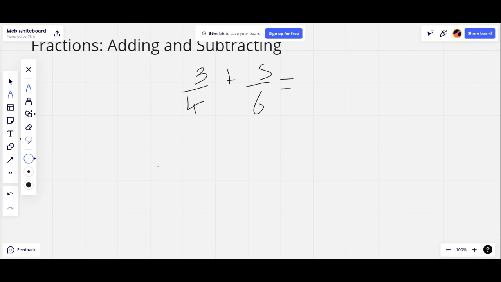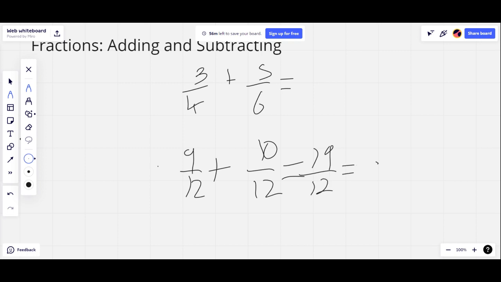So in this, the lowest common multiple is 12. So 4 times 3 is 12, so 3 times 3 is 9. 6 times 2 is 12, so 5 times 2 is 10. So the answer is 19 over 12, and that is our answer.